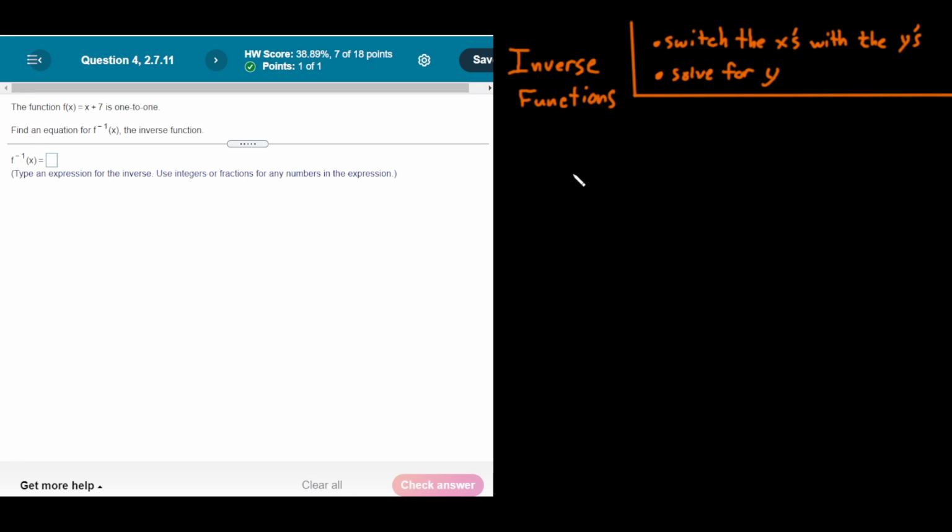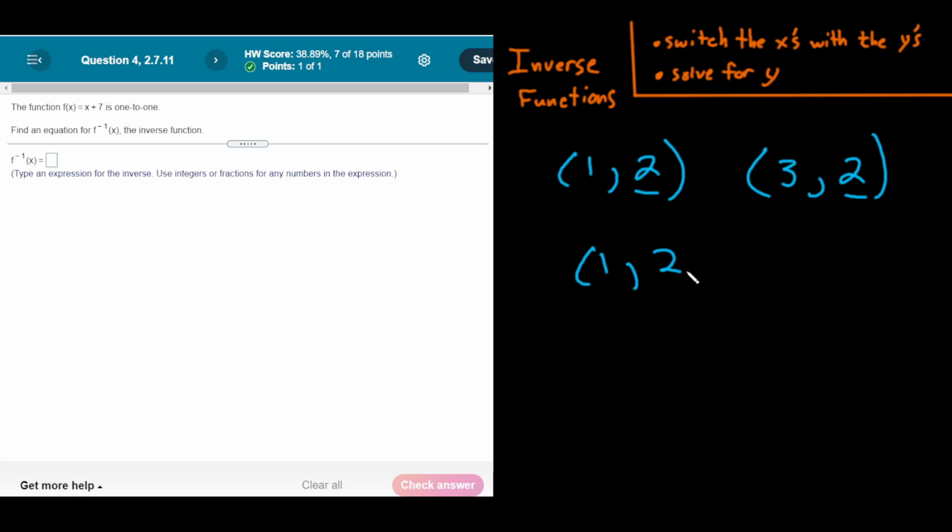So, for example, if we have 1, 2, and then we have 3, 2, they both share 2. So because we have a number that's being shared, that's not going to be 1 to 1. And you remember back then when we were doing the vertical line test, let's say we have the x's stay the same, 1, 2, and then we have 1, 5. Because the x's are the same, this wouldn't even be a function.